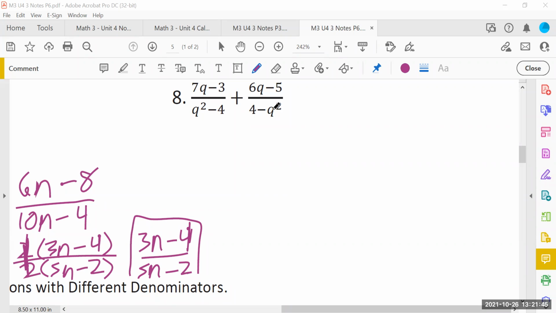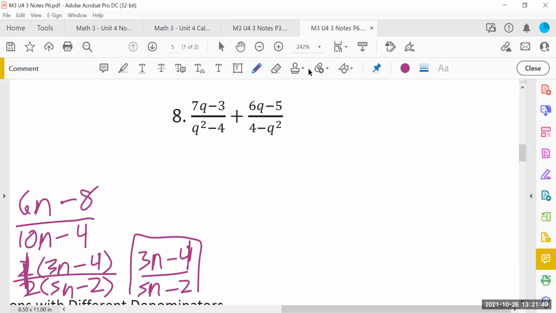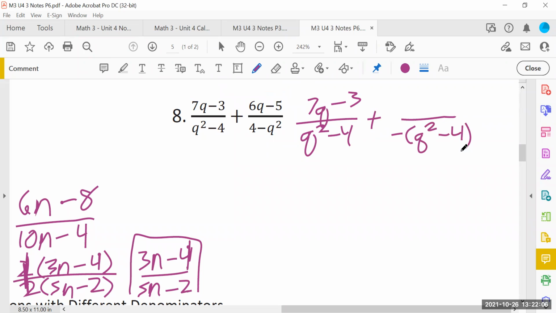This 4 minus q squared, I'm going to rewrite that. This first one's going to stay exactly the same. Not going to touch the first one yet. 7q minus 3 over q squared minus 4. Not touching that one, but the second one, I'm going to rewrite as negative q squared minus 4. Take that negative out of both terms so that the q squared becomes positive, the 4 becomes negative. I switch the order, and now they almost match. But now I've got a negative on the bottom there.